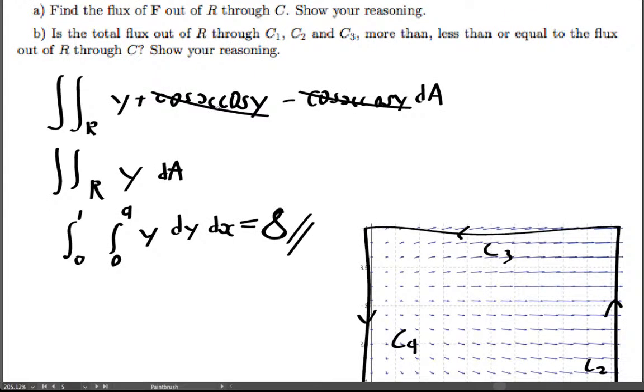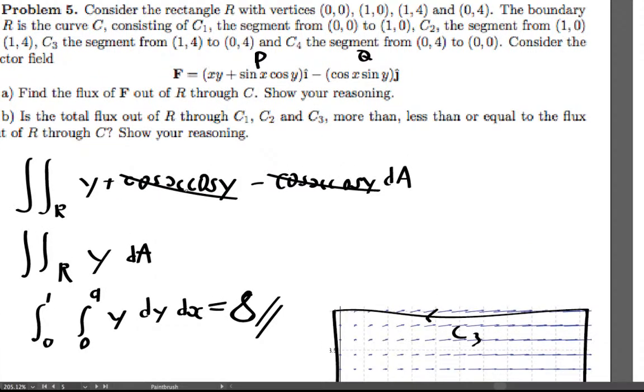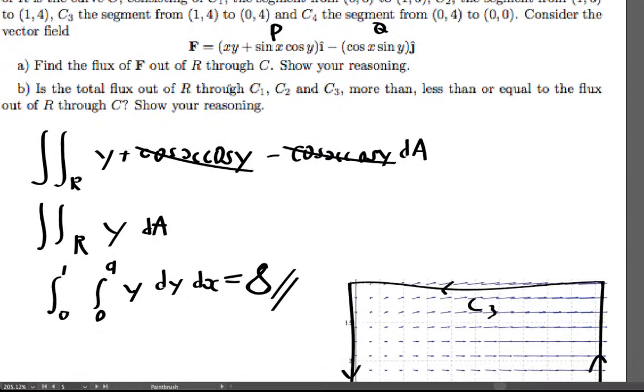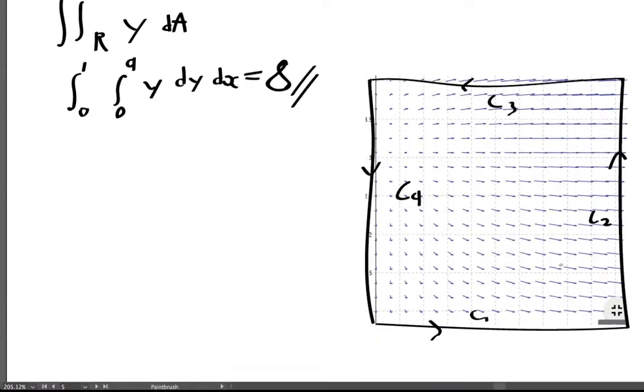Is the total flux of R through C1, C2, C3, R through C. Show your reason. You first solve the entire problem. This one here is y equals 0. This one here is x equals 1. This one is y equals 4. This one is x equals 0. Okay? So first things first.